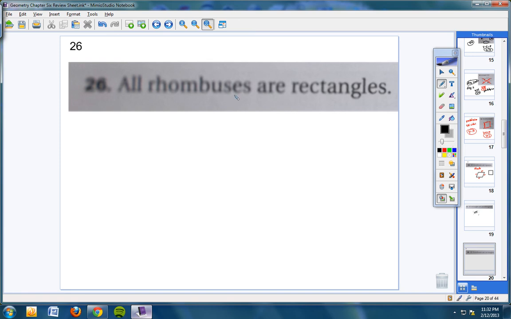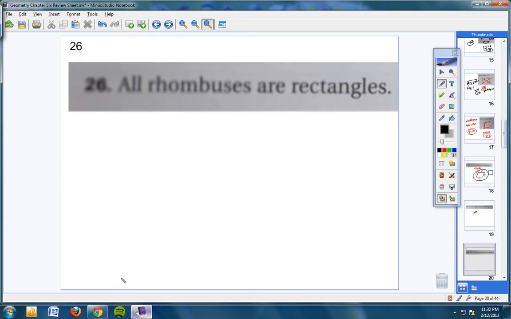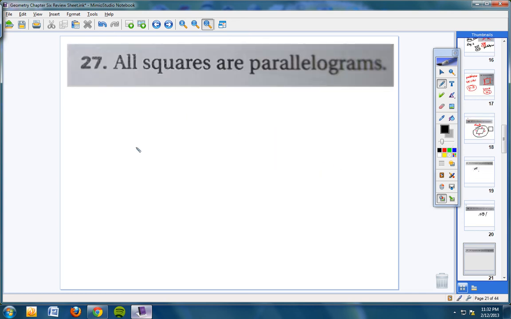All rhombuses are rectangles. No, let's go back 2 pages. There's a rhombus right there. There's a rhombus. Is that a rectangle? No, not at all. So the answer to this is no. All right, moving on to 27. All squares are parallelograms. Well, yes.